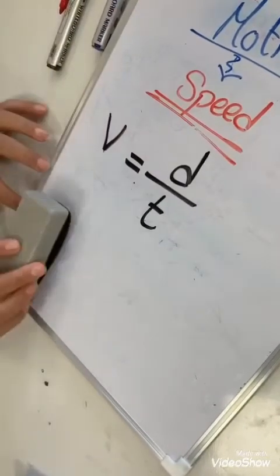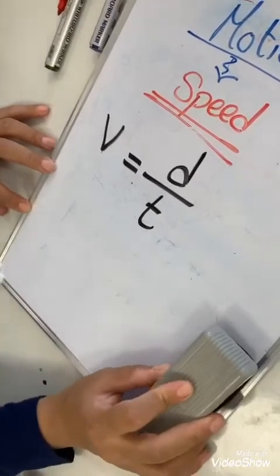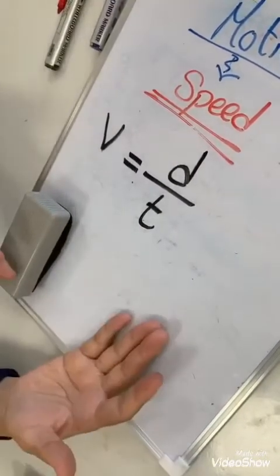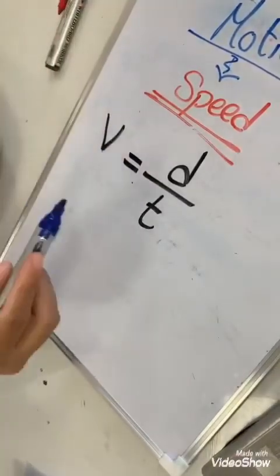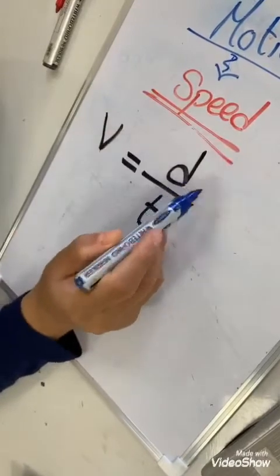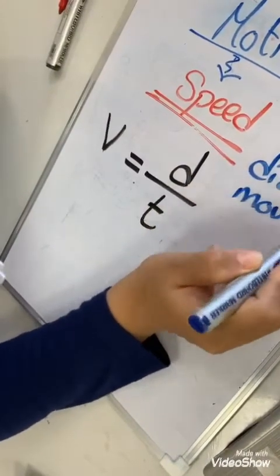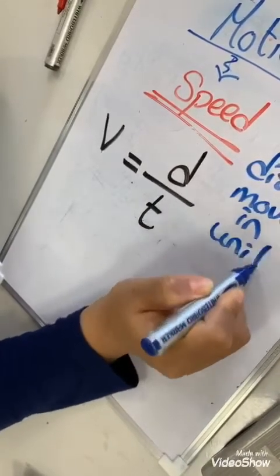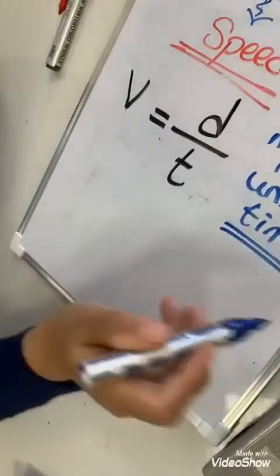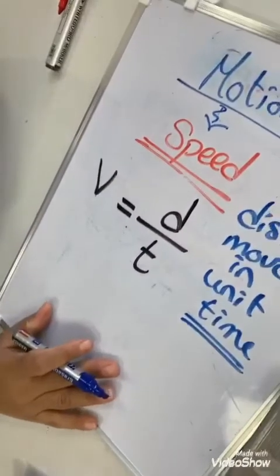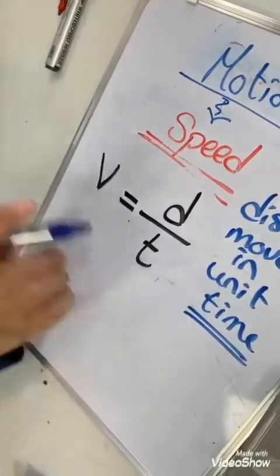And what happened also when I moved this from here to here? Time passed. So I have time: 1 second, 2 seconds, 3 seconds, and so on. So this is the rule of speed, which is distance moved in unit time. This is the definition of the word speed, and this is the rule used to calculate speed: V equals D over T.